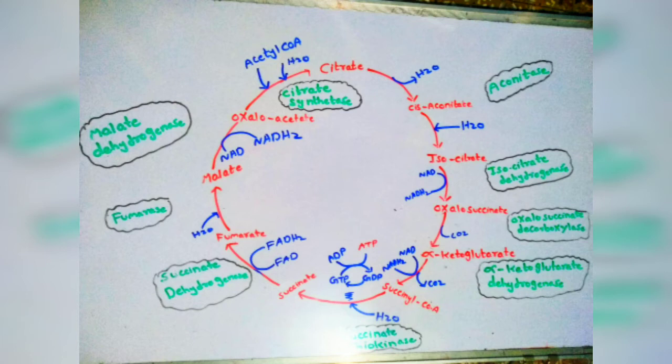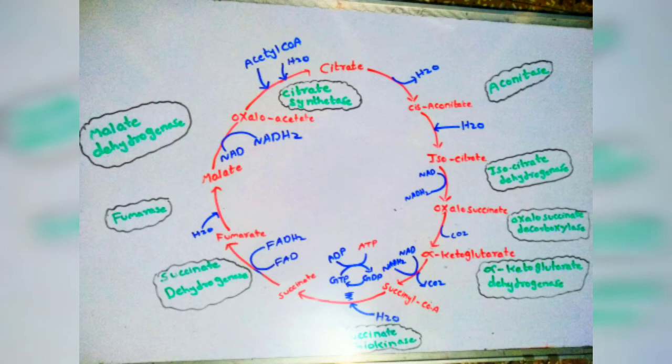And there is formation of alpha ketoglutarate from oxalosuccinate by removal of a carbon molecule in the form of carbon dioxide, and the enzyme involved is oxalosuccinate decarboxylase. Then from alpha ketoglutarate there is formation of succinyl CoA.